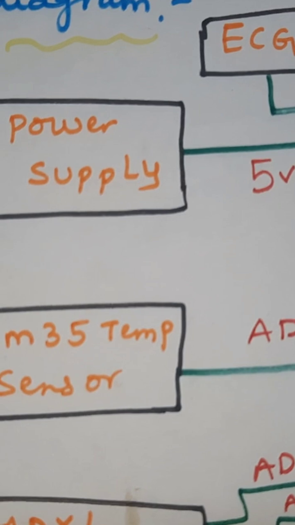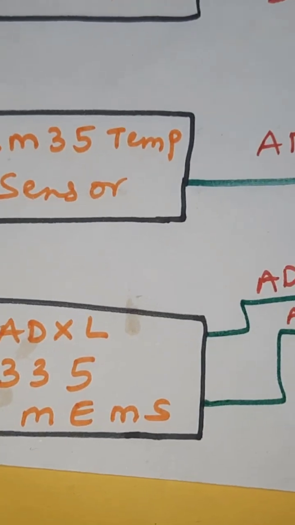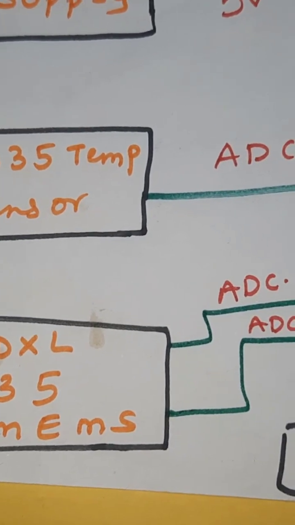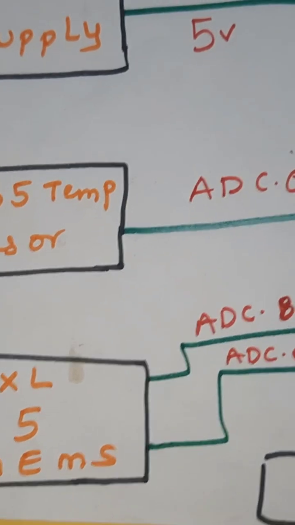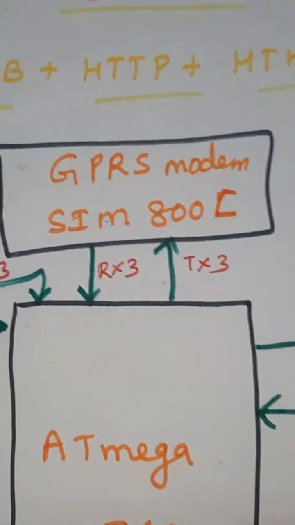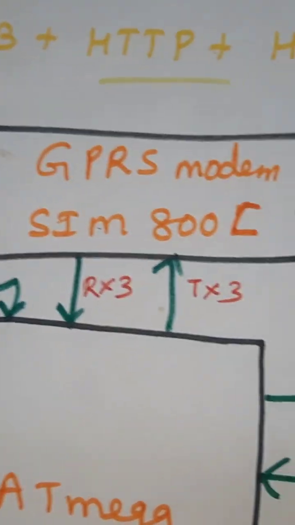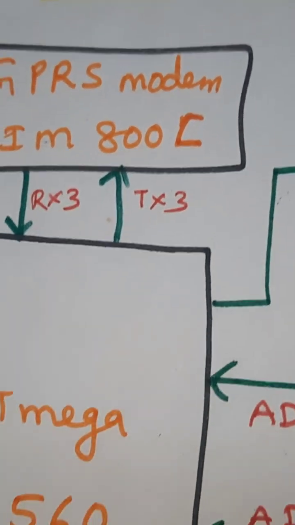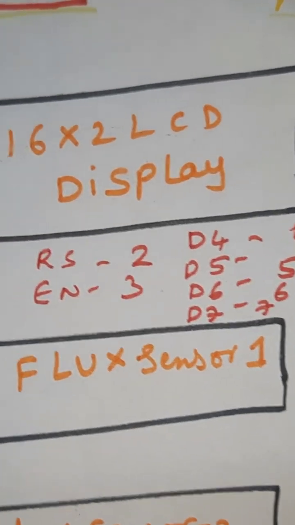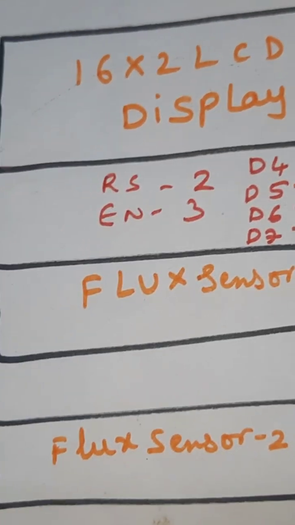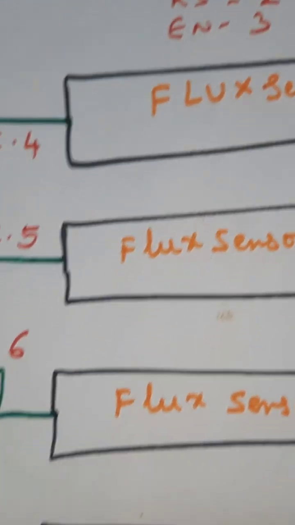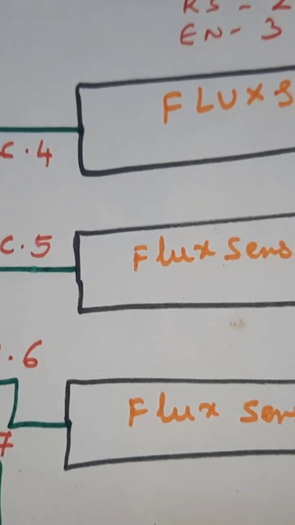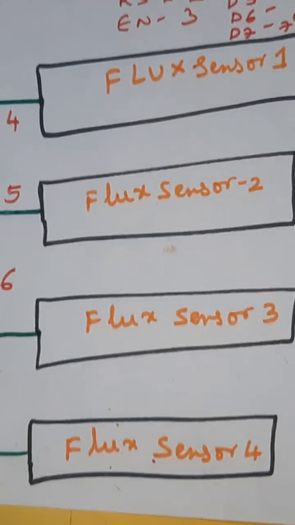The LM35 temperature sensor is connected to ADC0. The body fall detection sensor is connected with ADC8 and ADC9, and the ECG is connected to ADC3. The GPRS modem is connected to external serial communication 3. The 16x2 LCD display is connected with RS, enable, D4, D5, D6, D7, pins 2, 3, 4, 5, 6, 7. There are 4 flux sensors connected with ADC pins 4, 5, 6, 7: flux 1, 2, 3, 4.